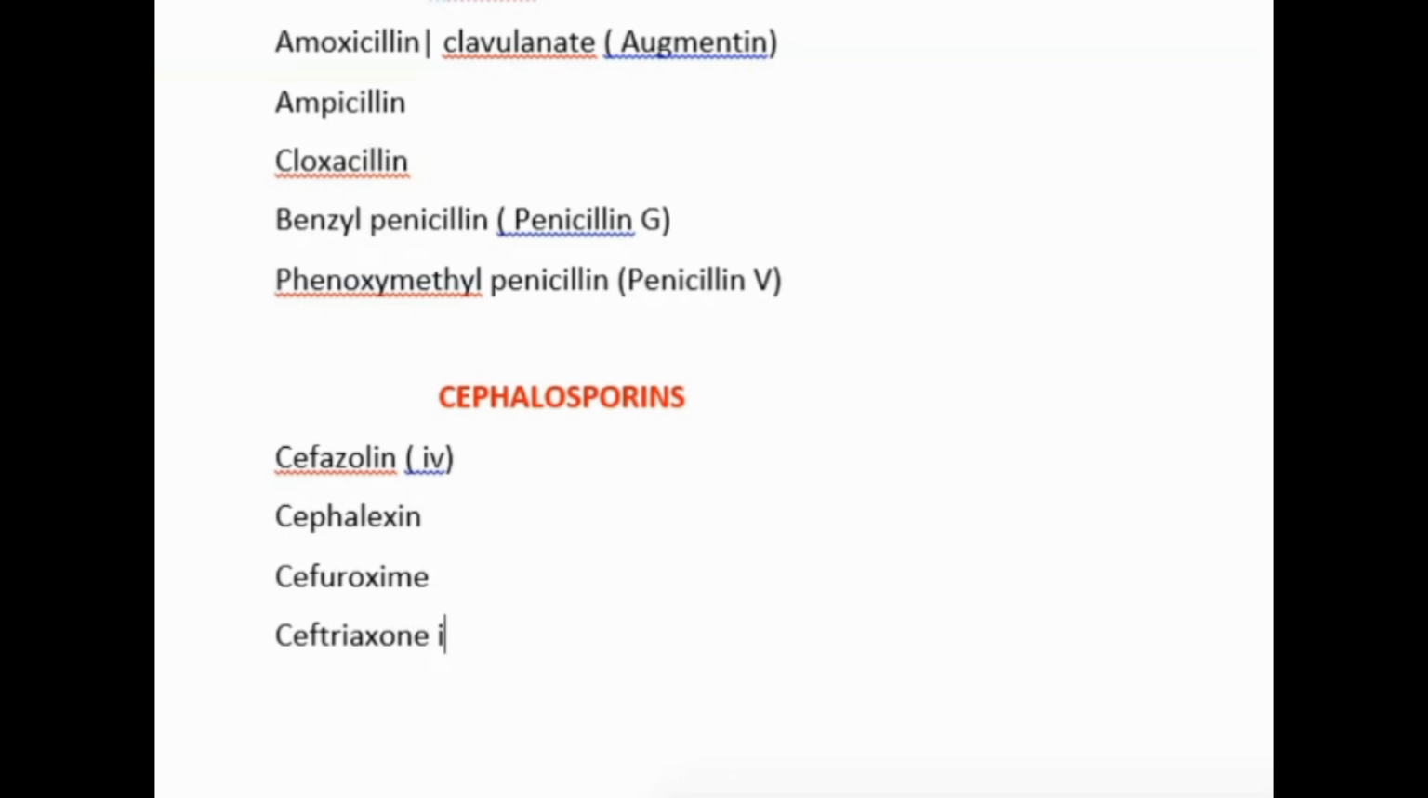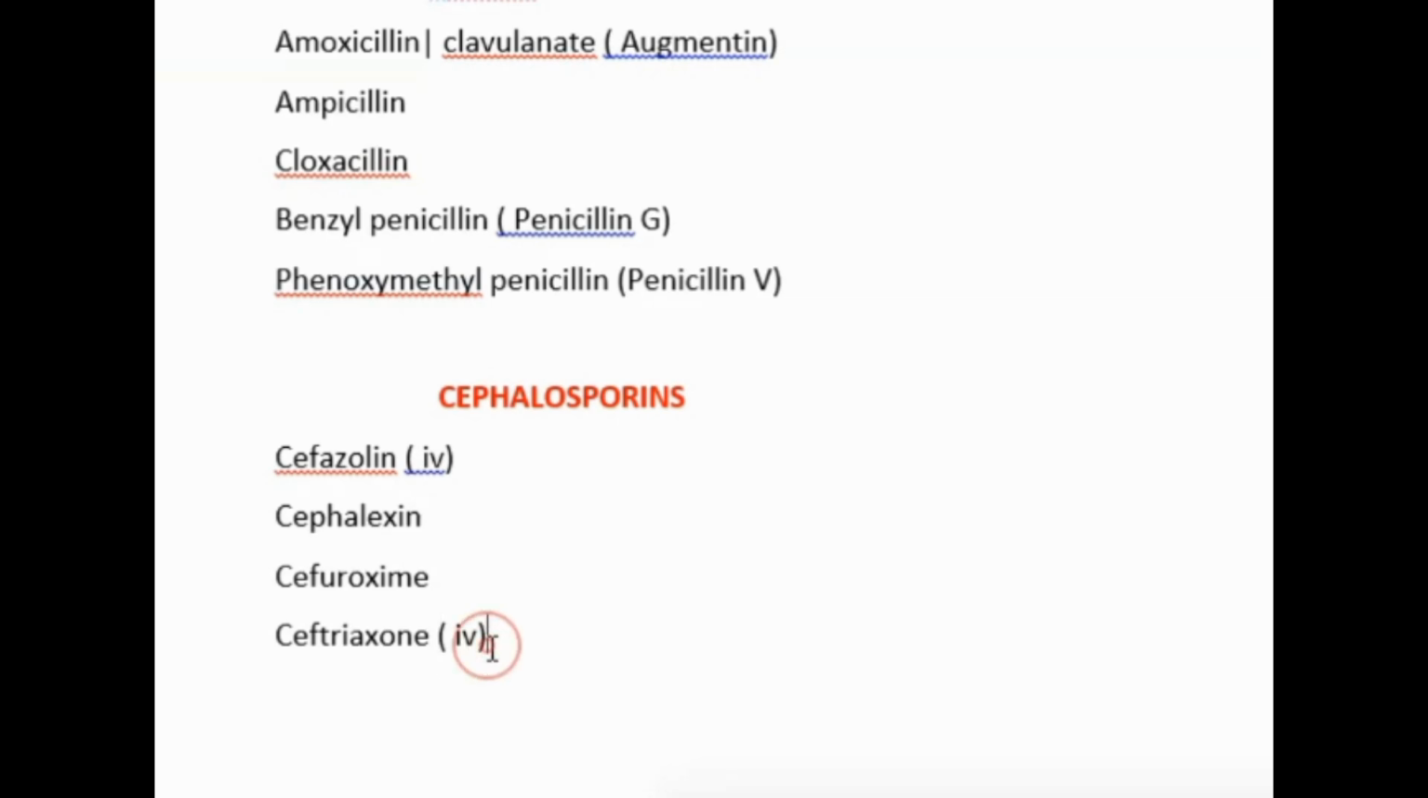So ceftriaxone is an injection, which is IV, that is parenteral. It is given through the vein. Ceftriaxone is also a beta-lactam antibiotic, which falls in the group of cephalosporins.